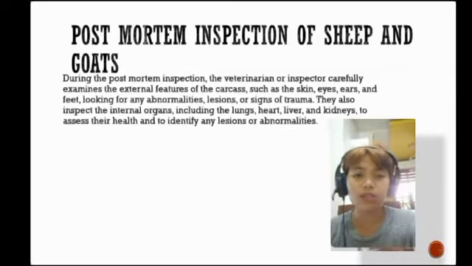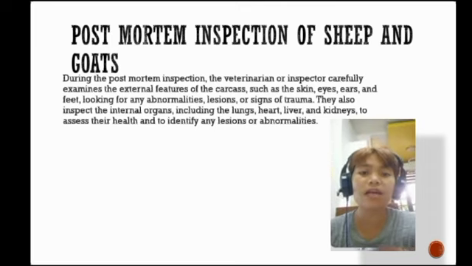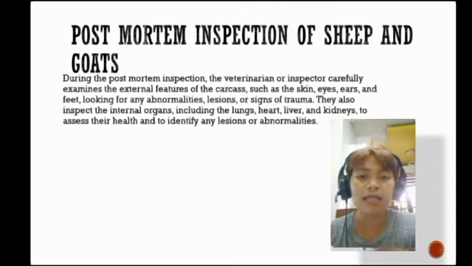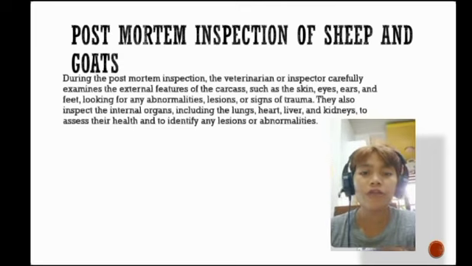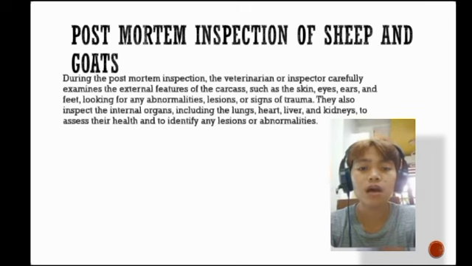Next, we'll have the post-mortem inspection of sheep and goats. Fully examine the external features of the carcass, such as the skin, eyes, ears, and feet, looking for any abnormalities, lesions, or signs of trauma. They also inspect the internal organs, including the lungs, heart, liver, and kidneys, to assess their health and to identify lesions or abnormalities.